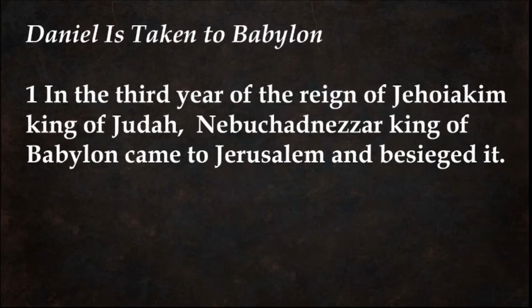Okay. Should we start the book? Let's see how we do here. So, chapter 1. In the 3rd year of the reign of Jehoiakim, king of Judah, Nebuchadnezzar, king of Babylon, came to Jerusalem and besieged it.